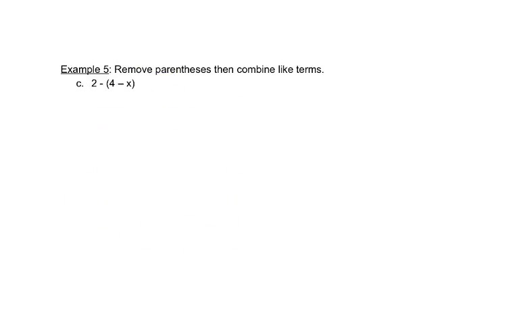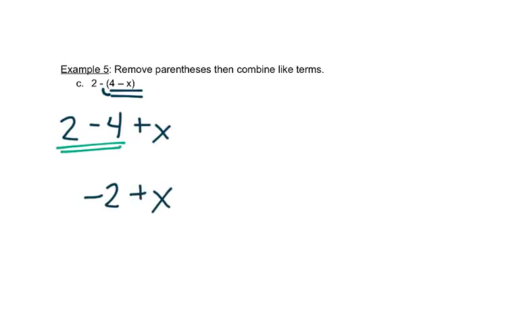We'll skip example B and we'll do C. Here we keep the 2 out in front, and this is a negative in front of the parentheses. Remember, that means the opposite of. So we take the opposite of 4, which is negative 4, and the opposite of minus x, which is plus x. And then we can combine like terms right here. 2 minus 4 is a negative 2 plus x.